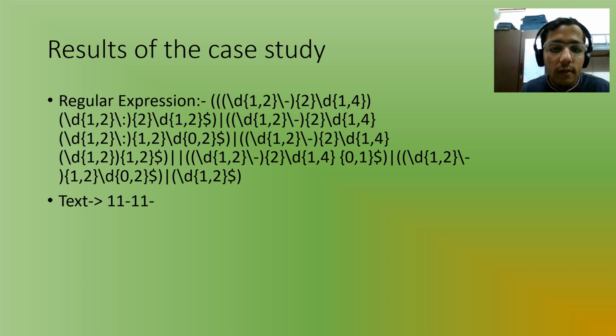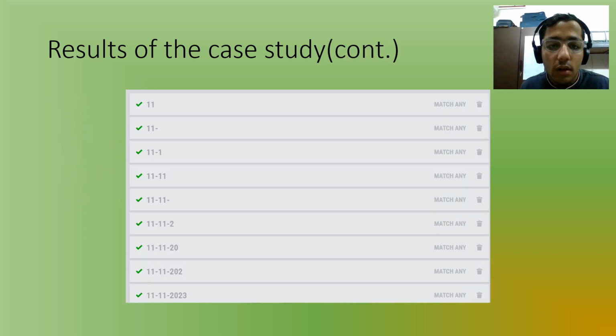So what are the results of the case study? This is the regular expression, and the text that we gave as an input is 1111. Now these are all the instances that are generated. These are all the matchings with the regular expression. The final result is this 11112023. Now the partial instances are generated along with the final result. This is just to show that the regex is working. This is not the ideal one.